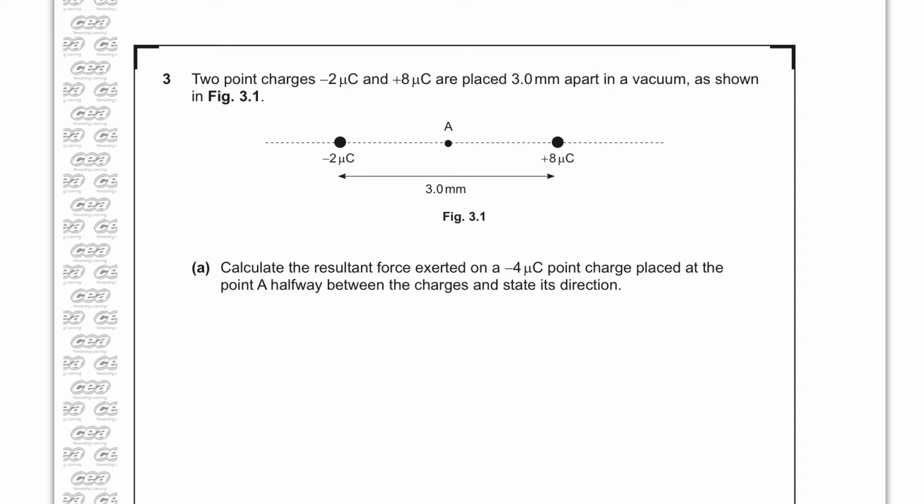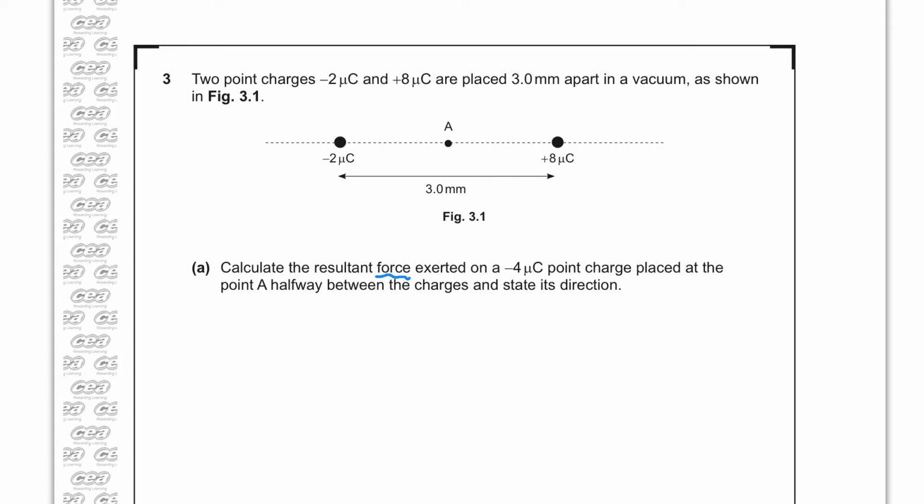Question 3. Two point charges, -2 microcoulombs and +8 microcoulombs, are placed 3 millimeters apart in a vacuum as shown in figure 3.1. Calculate the resultant force exerted on a -4 microcoulomb point charge placed at the point A halfway between the charges and state its direction. So we're calculating a force. This is where we need to be careful. Calculating a force, and it's on a negative charge.